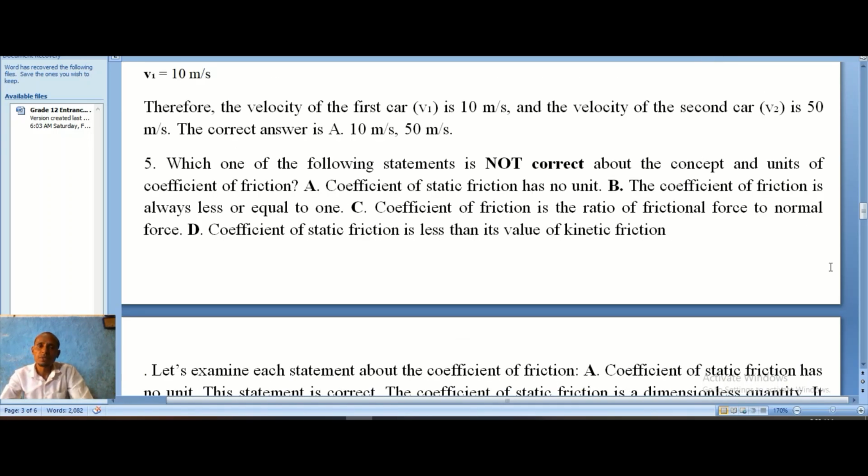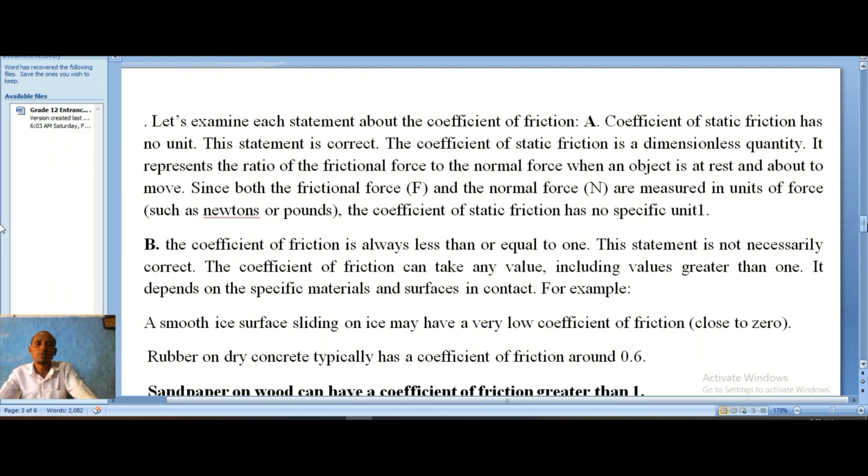The next question, number 5, says: which of the following statements is not correct about the concepts and units of coefficient of friction? Choice A, coefficient of static friction has no unit. Choice B, coefficient of friction is always less than or equal to 1. Choice C, coefficient of friction is the ratio of frictional force to the normal force. Choice D, coefficient of static friction is less than the value of the kinetic friction.